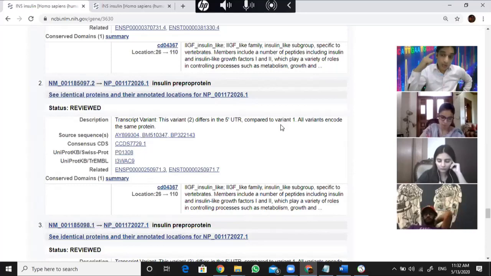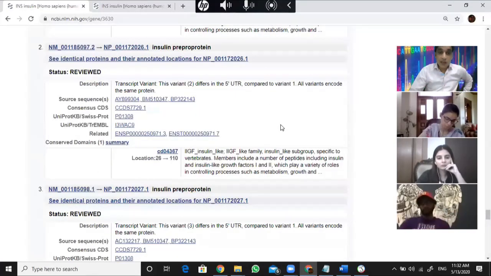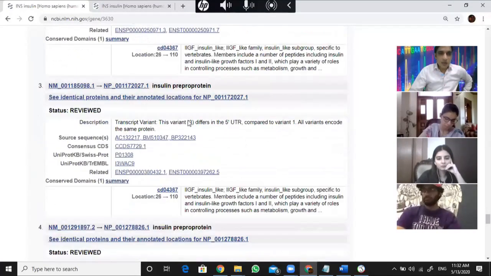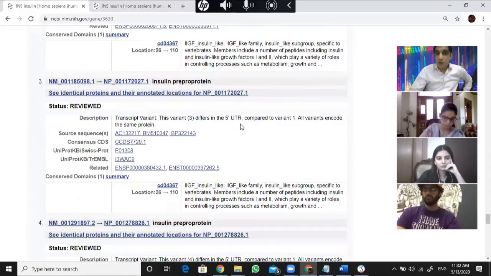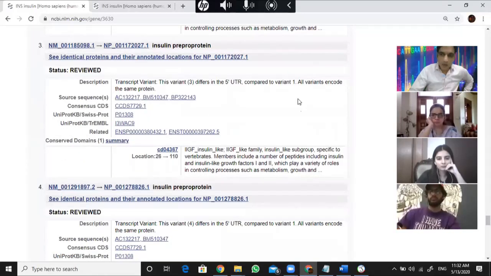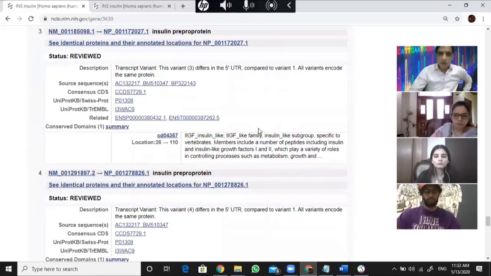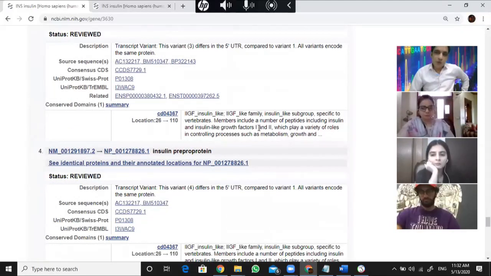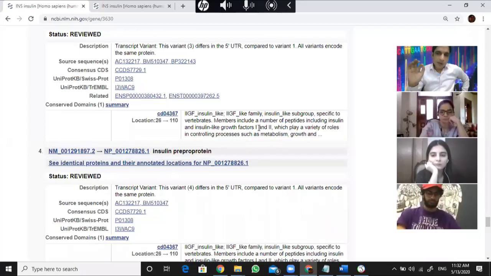You should know that if you are working as a researcher on that stuff. Number 3, transcript variant 3 differs in the 5' UTR compared to variant 1. All variants encode the same protein. So no problem until today about the protein sequence. That means the exonic regions are the same, with a little difference in the 5' UTR. So if you are working on the protein product of the gene, you are all fine. But if you are a brilliant researcher and you are trying to study a 5' UTR sequence, then you need to think about which transcript you are working with.